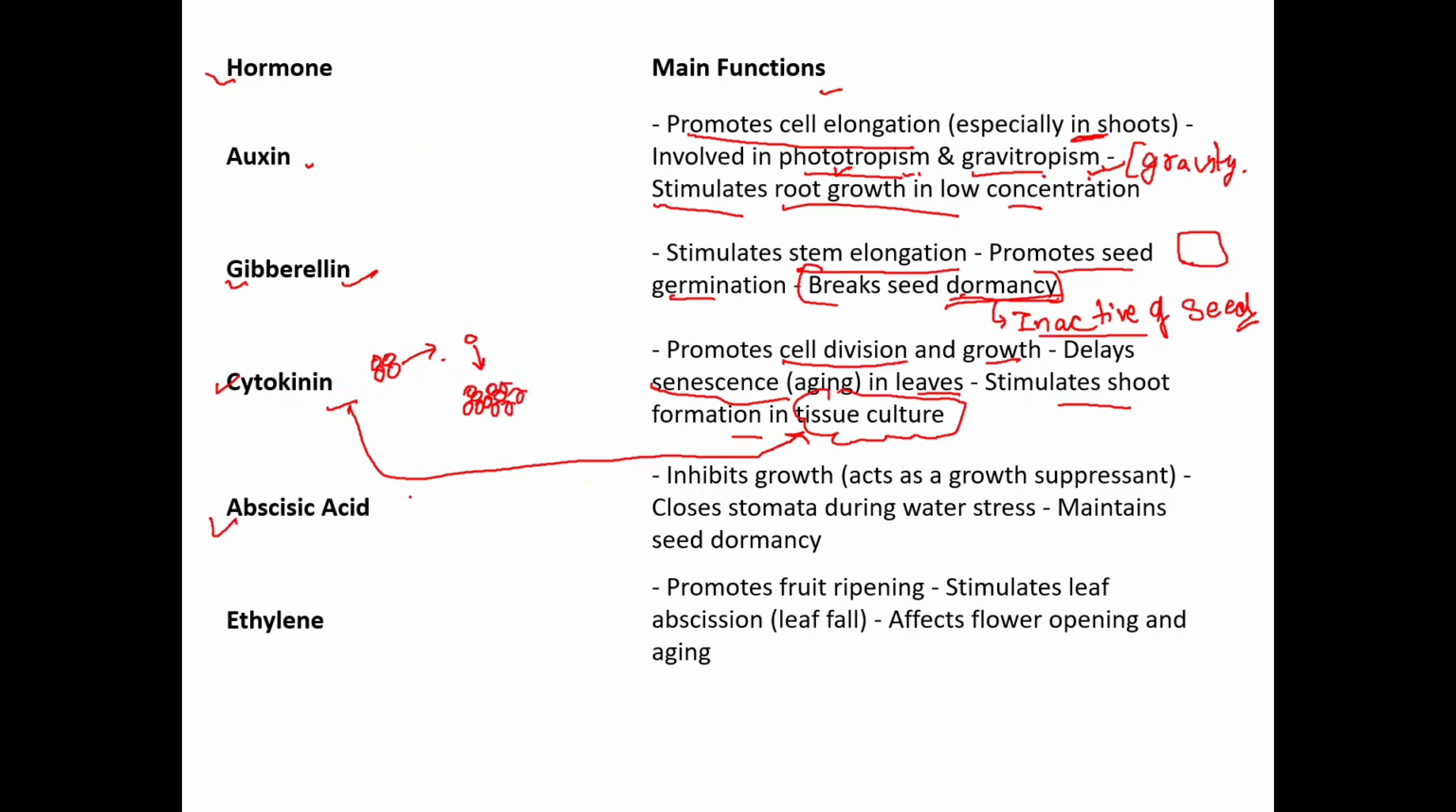Come on, abscisic acid. It inhibits growth, acts as a growth suppressant, and closes stomata during the stress zone, right? It maintains seed dormancy, so it's helpful to maintain the seed dormancy. Ethylene promotes fruit ripening, stimulates leaf abscission, and affects flower opening and aging.